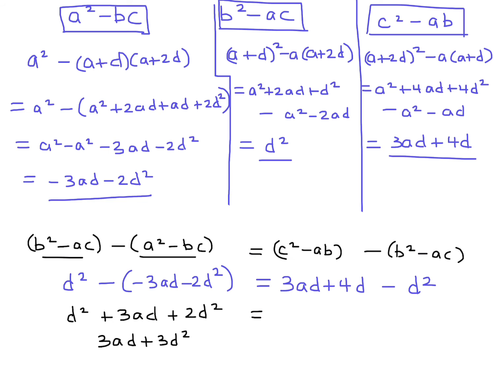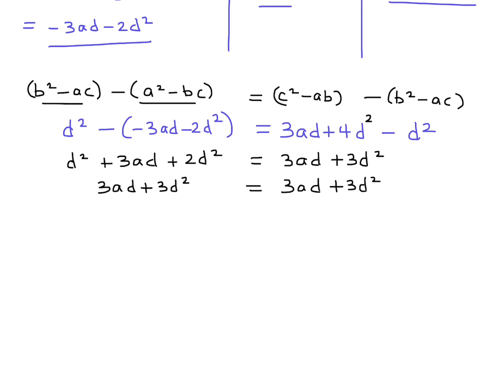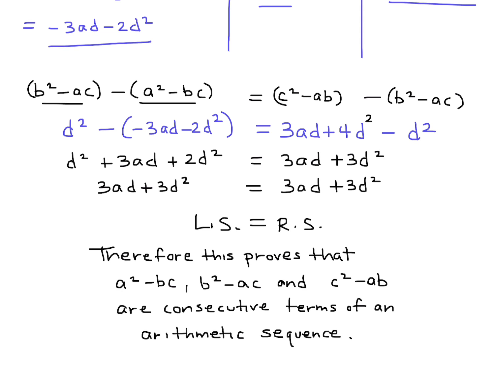Now let's turn our attention to the right side. And this looks like, oh, I forgot a d squared here. Oh, don't make that mistake. All right, no problem. I caught it. 3ad plus 4d squared minus d squared. 3ad plus 3d squared. And there you go. Left side equals the right side. And therefore, this proves that those are consecutive terms of an arithmetic sequence. A squared minus bc, b squared minus ac, and c squared minus ab are indeed consecutive terms of an arithmetic sequence. So, the proof is complete.